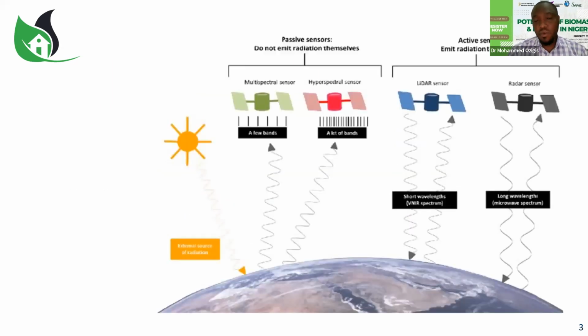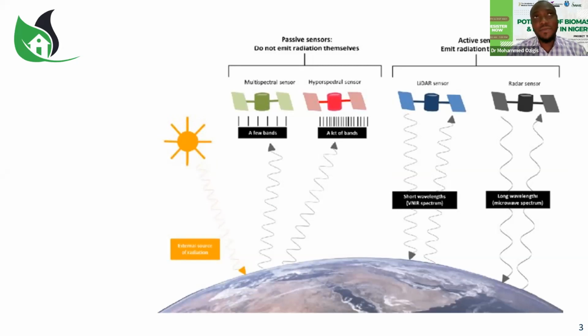Just a brief background on remote sensing, because I'm an Earth observation specialist. Remote sensing, like the previous presenter emphasized, is the science and art of obtaining information about an object without necessarily coming in contact with that object. If you relate that to how the satellite works, you have satellites that orbit the Earth on a very regular basis.